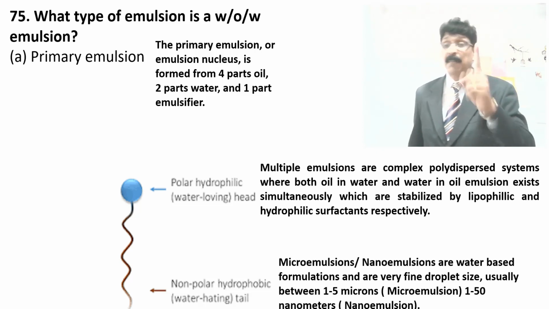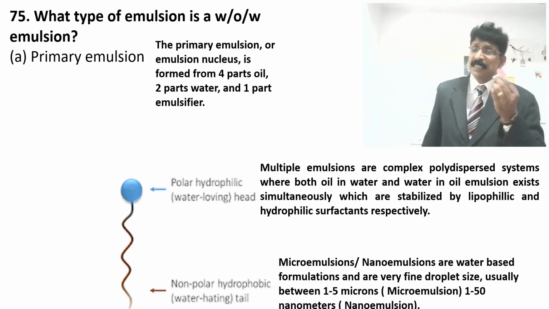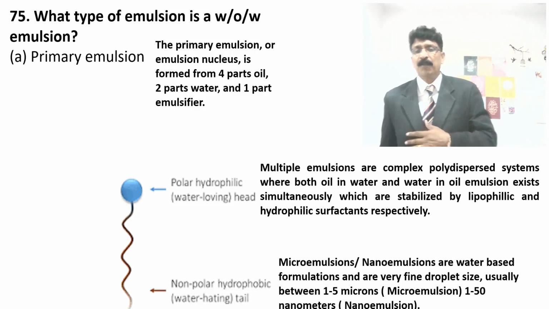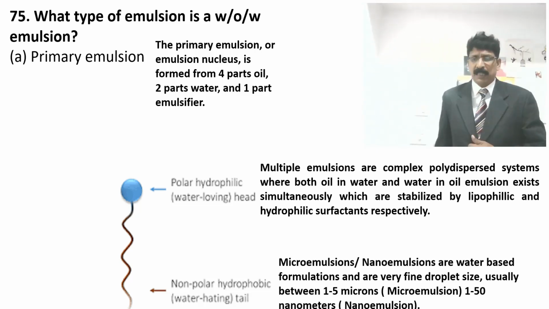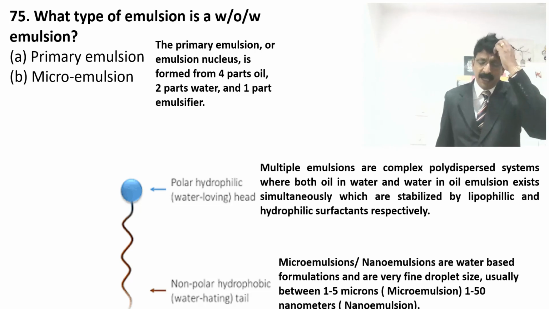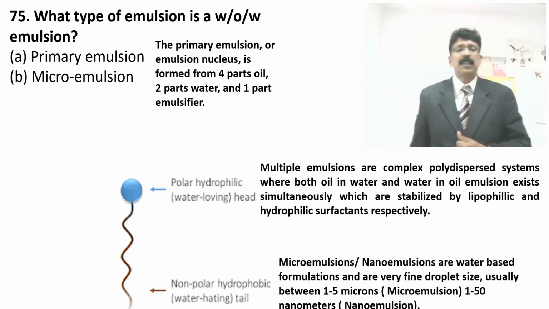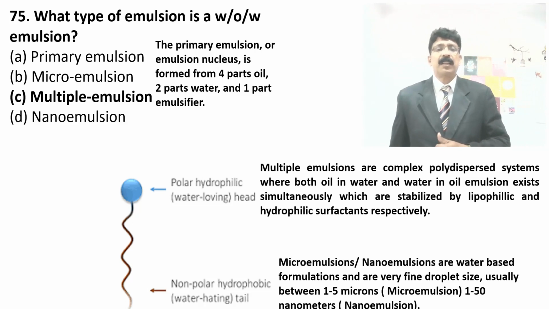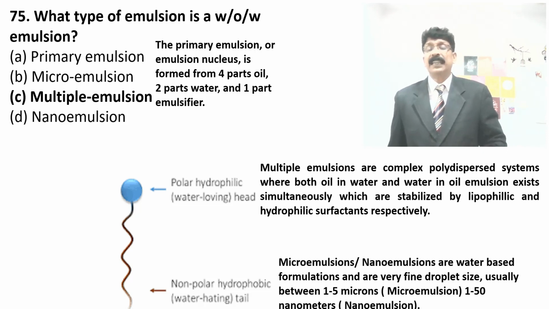Micro emulsions and nano emulsions refer to the size of the globules, the size of the fine droplets, especially between 1 to 5 micron for micro emulsion, and 1 to 50 for nano emulsion. So our answer for the type of water in oil in water emulsion is not a micro emulsion, it's a multiple emulsion. It's not a nano emulsion, because nano and micro emulsions are talking about the size of the globules.